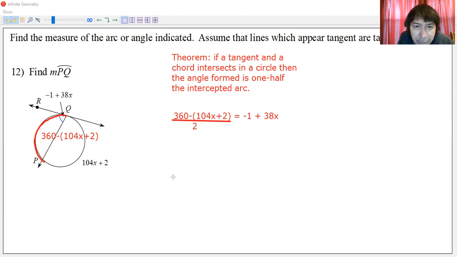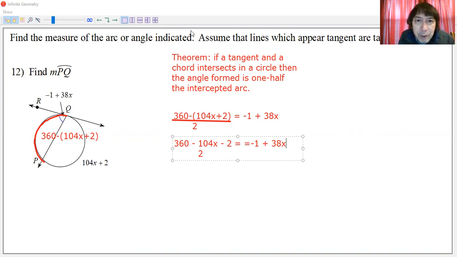All right, so let's do that. We have something like 360. Let's remove the parentheses. This is minus 104x, and then that becomes minus 2, and this will still be divided by 2. Yes, there. Let's continue with the right side, and this is equal to negative 1 plus 38x there.